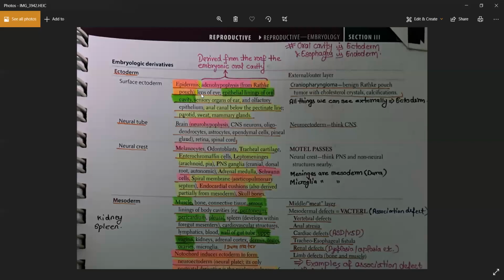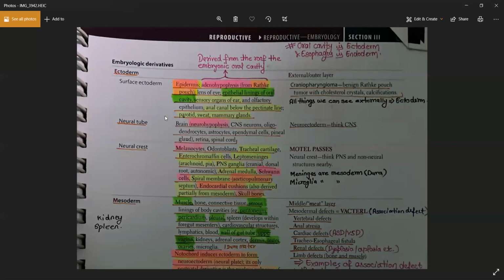So the anterior pituitary is derived from Rathke's pouch, which is surface ectoderm again. The lens of the eye that you can see from outside is all made from the ectoderm. Similarly, the epithelial lining of the oral cavity, sensory organs of the ear, olfactory epithelium, anal canal below the pectinate line, parotid, sweat glands, and mammary glands. These are all things visible on the outside, right?